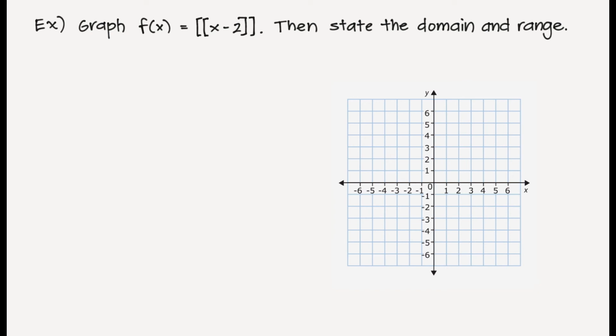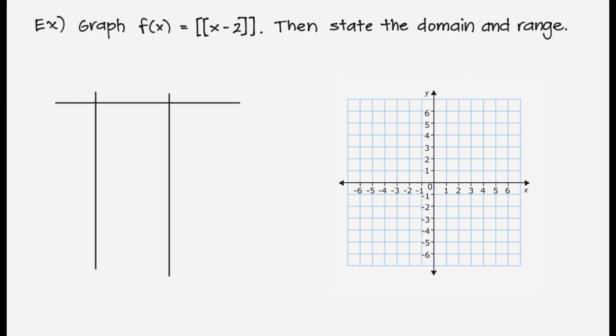Let's do one more example. This time we're going to graph the step function of x minus 2. Okay, and then we're going to state the domain and the range. So like I did before, I can pick any values for x. This time I'm just going to start with maybe -1. So -1 minus 2 is -3. And the greatest integer less than or equal to that is -3. And like before, I can just pick some random values like -0.5. When I subtract 2, that's -2.5. But the greatest integer that's less than or equal to that is -3.